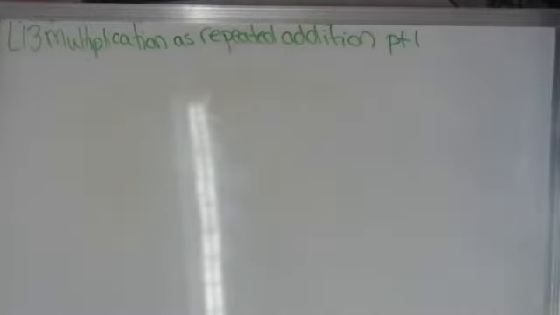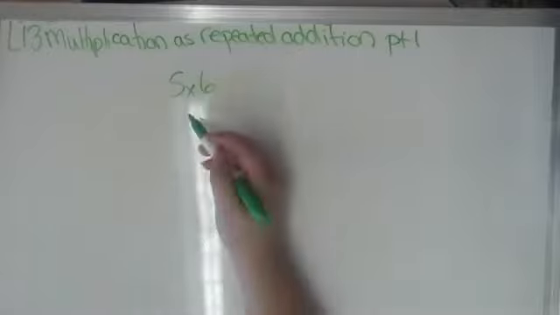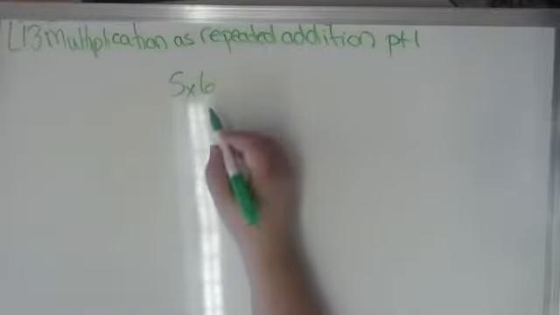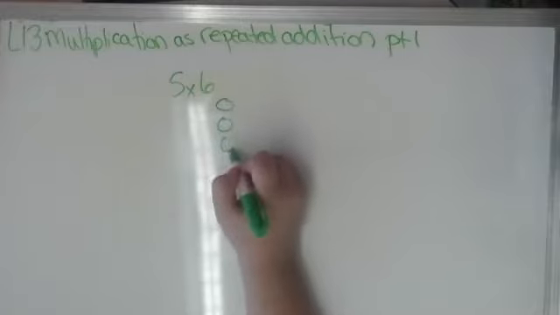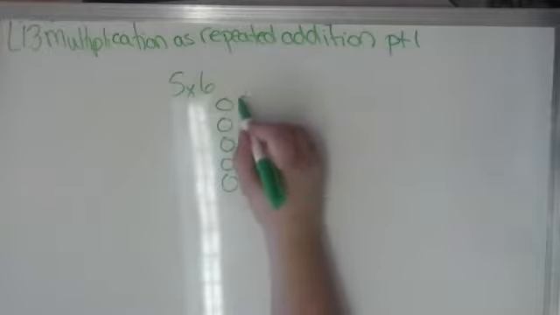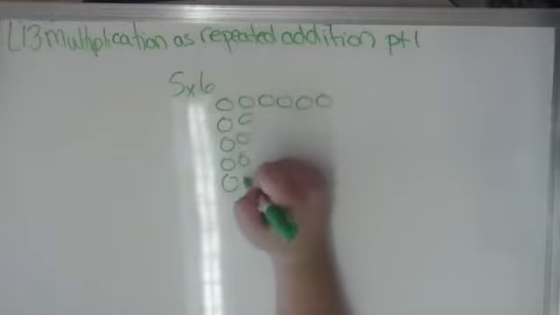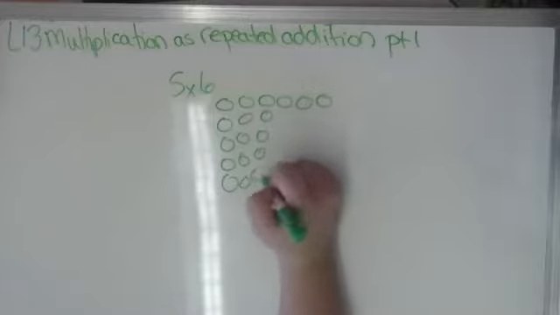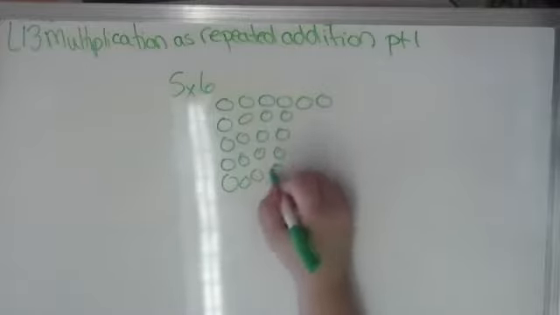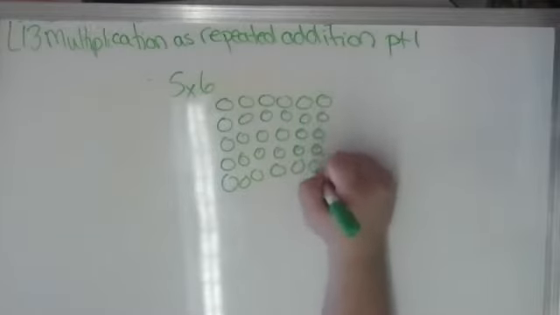So if you had 5 rows of 6 desks in each row, that would be 5 times 6. Now we can draw this as an array, 1, 2, 3, 4, 5, 1, 2, 3, 4, 5, 6. And then we would just fill it all in, and we would have ourselves an array of 5 times 6.